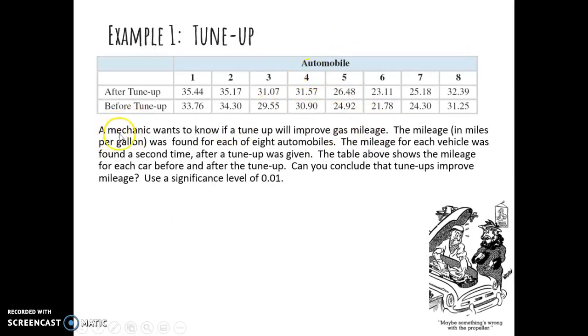problem, I'm going to reread it. A mechanic wants to know if a tune-up will improve gas mileage. The mileage in miles per gallon was found for each of 8 automobiles. The mileage for each vehicle was found a second time after a tune-up was given. The table above shows the mileage for each car before and after the tune-up. Can you conclude that tune-ups improve mileage? So if they improve mileage, that means that the after is going to be greater than the before. If we're improving the mileage, that means we're going to get more mileage, so it's going to be greater.